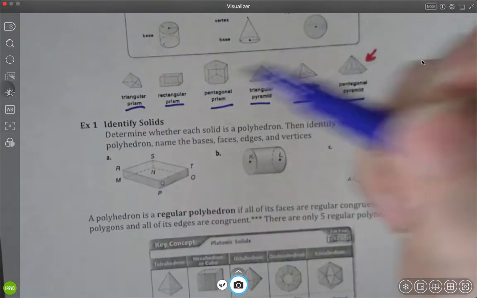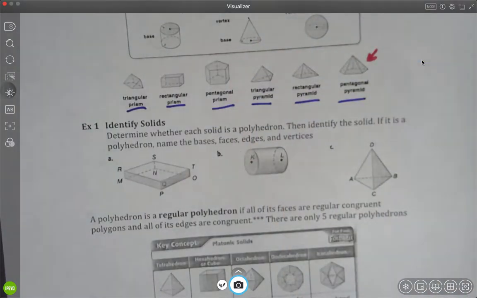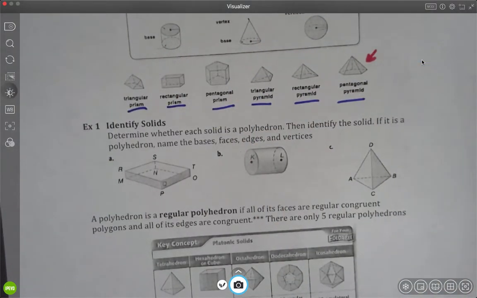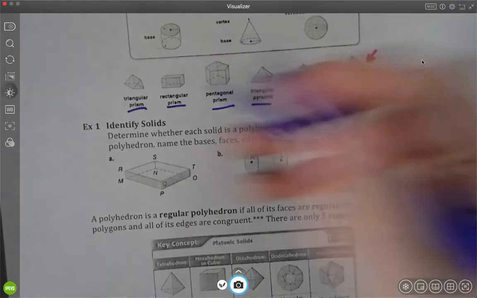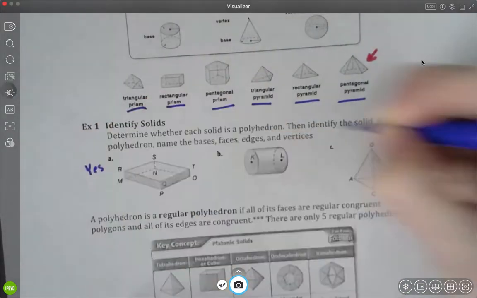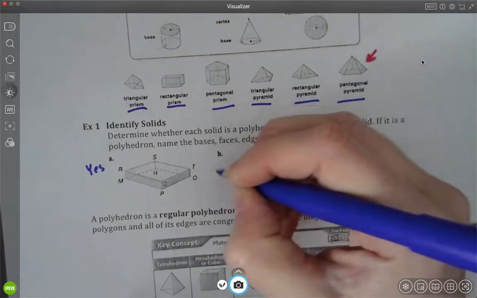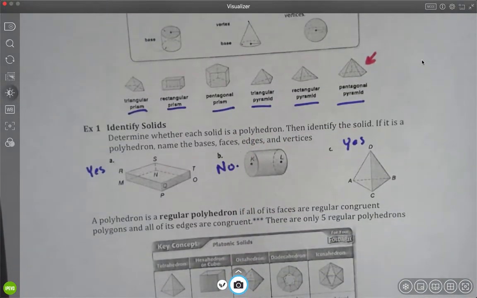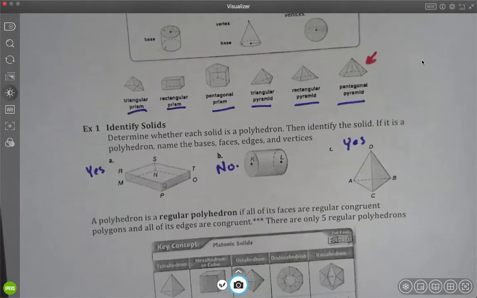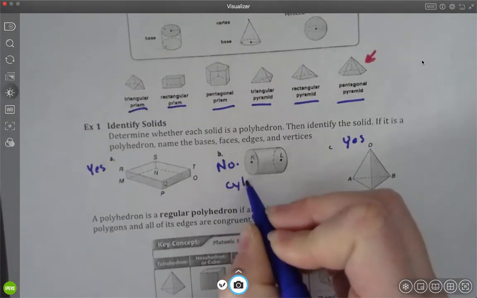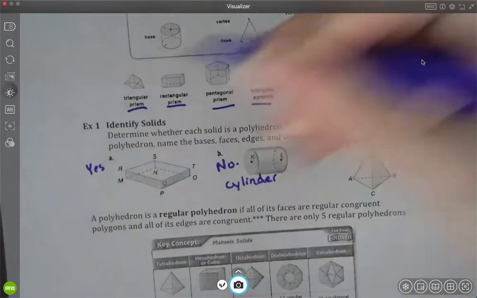ABC, they want us to determine whether each is a polyhedron. Okay, polyhedrons don't have rounded edges. So which ones are yeses and which ones are nos? A and C are yes. What about B? What shape is B? They want us to name them. He is a cylinder. Okay, now let's name A. What is A?